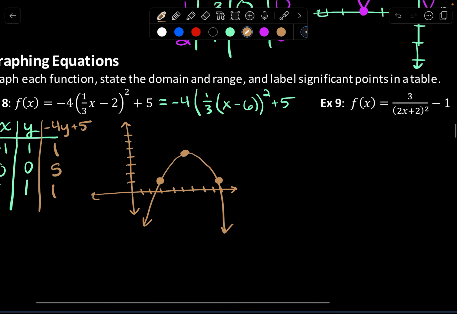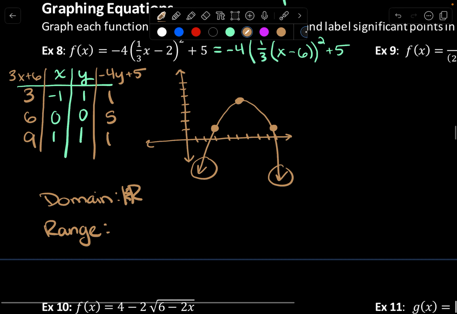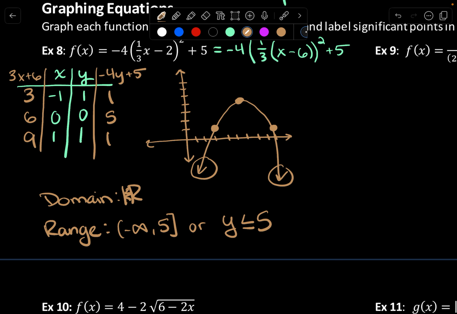And then it's also asking for the domain and range. So the domain is, we see the arrows going in both directions, so it'll be all real numbers. And then the range, the only transformation that changed our range was the 5 and the negative. Usually it's going to be 0 to infinity for our parent function, but we are reflecting and we are going to add 5. So now the range is going to be -infinity to +5. Or you can say that y is less than or equal to 5. Either one of those will work.